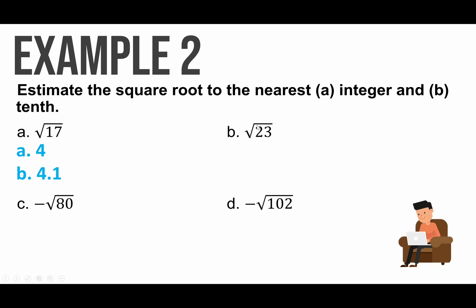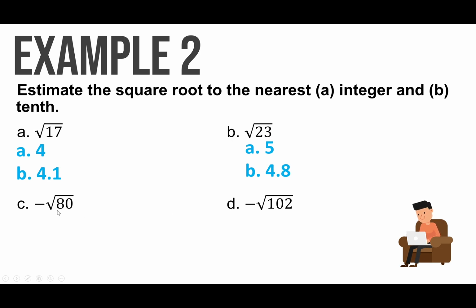Let's take a look at letter B. Square root of 23. That's very close to, yep, you guessed it, square root of 25, right? 5 times 5 is 25. But you see this is 23. It's a little bit less than 25. So I know that my answer has to be around 5 or a little bit less. So it has to be like 4 point something. If you punch it into your calculator, it's around 4.8.